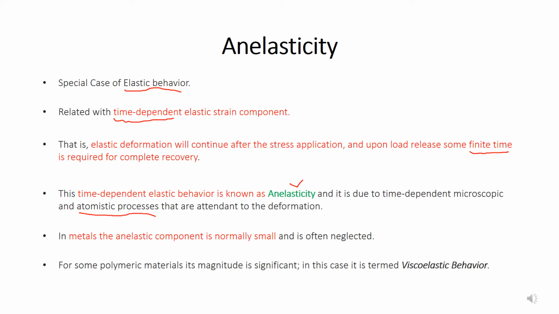In metals the anelastic component is very small and is often neglected, but it is higher for polymer materials, and for polymeric materials anelasticity is termed viscoelastic behavior. So if there is a time dependent strain component within the elastic limit, then those materials are known to have the property of anelasticity.